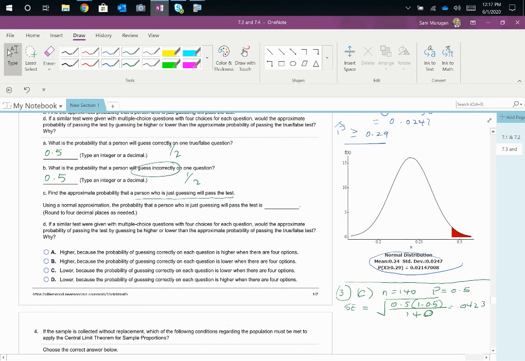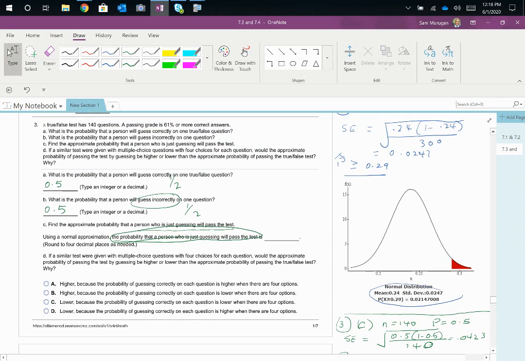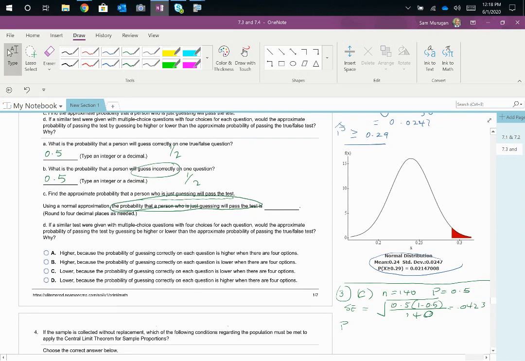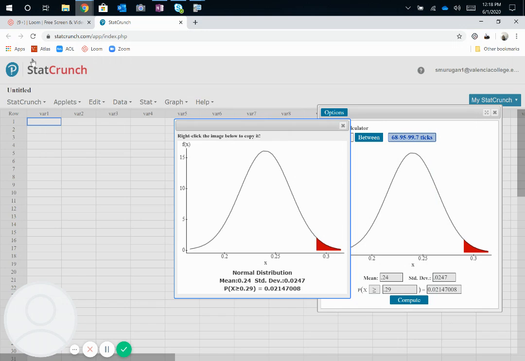Now, let's go ahead and compute the probability that a person who is just guessing will pass the test. So P has to be greater than, remember the passing grade here is 61%. P has to be greater than or equal to 0.61. So go to our StatCrunch program.